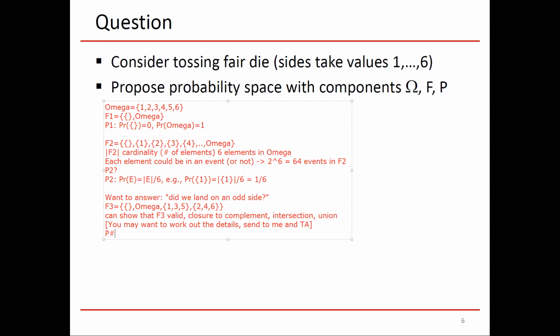And now what about P3? So P3 assigns probabilities to the 4 different events in F3. As always, the probability of the empty set is 0. The probability of omega is 1. And the probability of 1, 3, 5, well, we have 3 out of the 6 possible outcomes, and we're assuming that it's a fair die. That was what's given to us at the beginning. So let's just say that the probability of 1, 3, 5, the odds, is 1/2, and similarly, the probability of 2, 4, 6 is also 1/2 because there are 3 different outcomes.